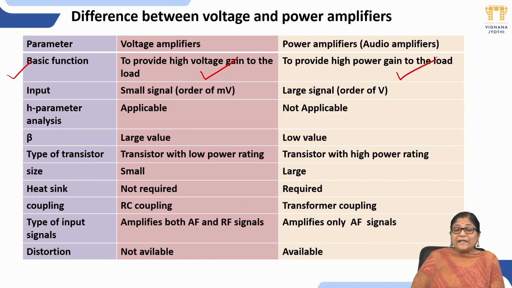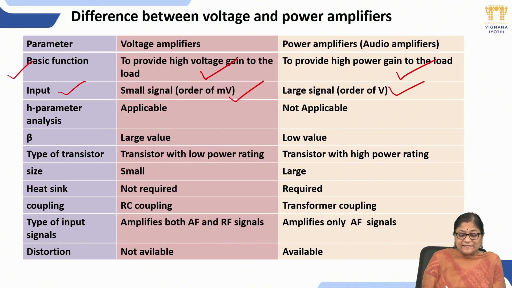But power amplifiers require higher power gain, that is they have to provide voltage gain as well as current gain. Then input, as I have told, a small order of millivolts signal is taken as a small signal, and then after applying to many stages, it becomes order of volts. So then the signal will become larger in size. So basically, if the input is a small signal, it is applied to voltage amplifiers. Then the signal applied to the power amplifiers will be of the order of volts. That's why power amplifiers are also known as large signal amplifiers.